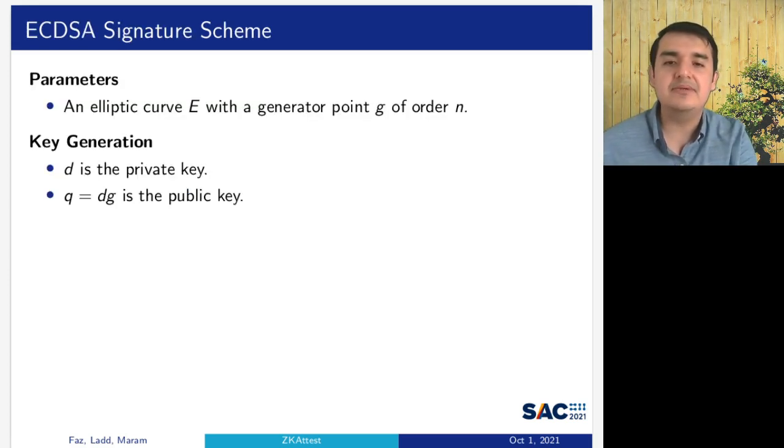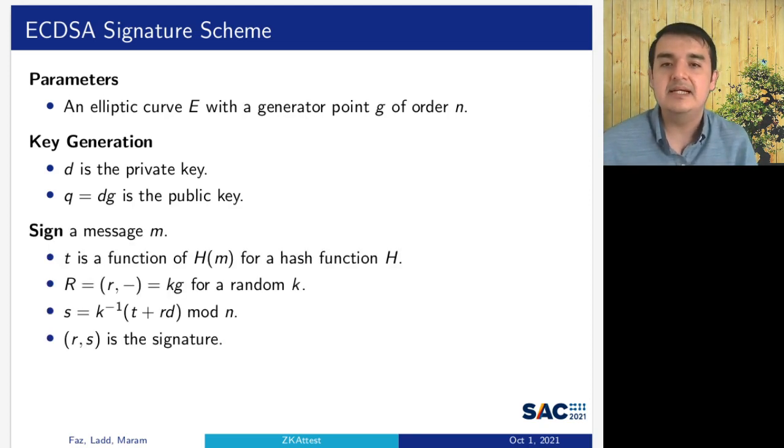First, let's recall a bit about the ECDSA signature scheme. ECDSA works on an elliptic curve with generator G of order n. The key generation produces a pair of keys where the private key D is chosen at random, and the public key Q is equal to D times G.